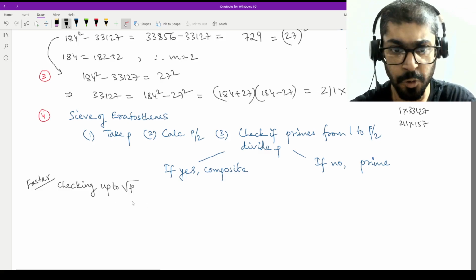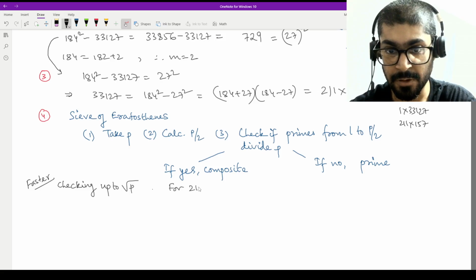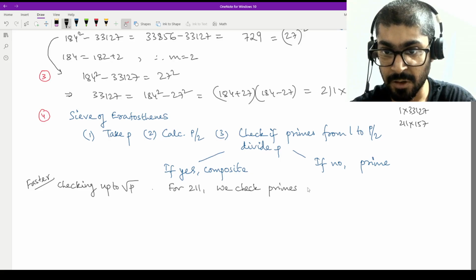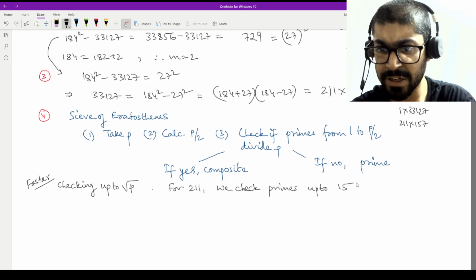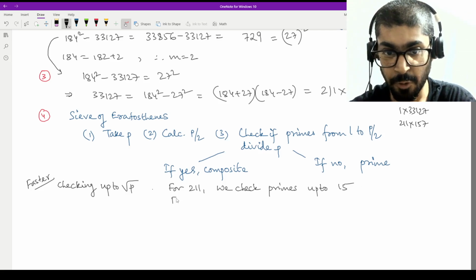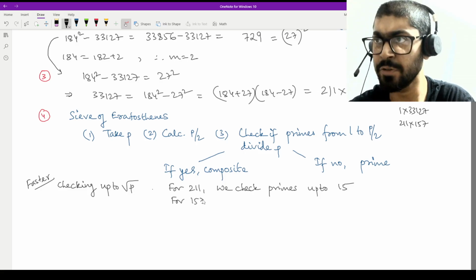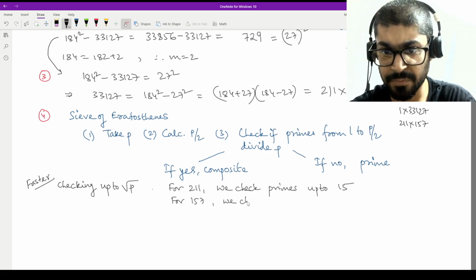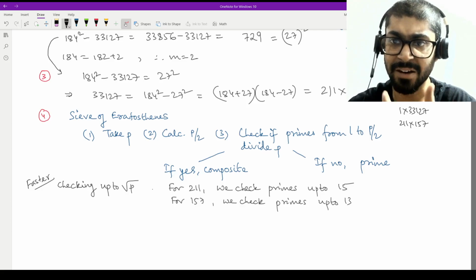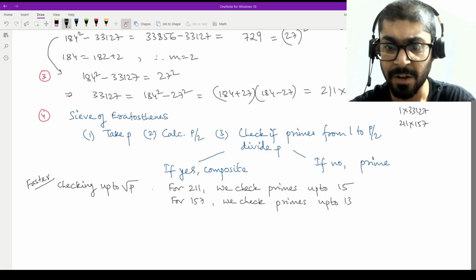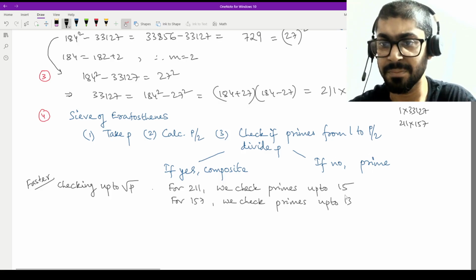So for 211 we check primes up to, now we know 14 square is 196, right? So up to 15 we can check. For 157 we know 12 square is 144, so we check primes up to 13. I'm just adding one more extra because why not? You could check for less than root P, but you can check to the nearest integer to root P as well. Alright, so 211, let us not check with 1.